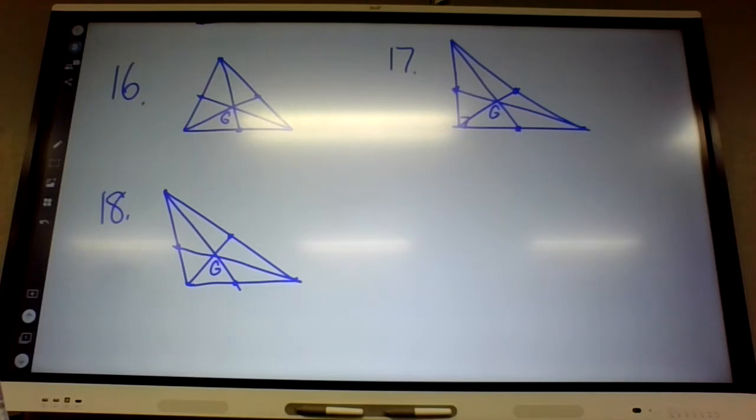It's the distance from the incenter, the center of the circle, to the outside of the circle. What's that called when you go from the center? It's the radius of the inscribed circle. There's an invisible inscribed circle.